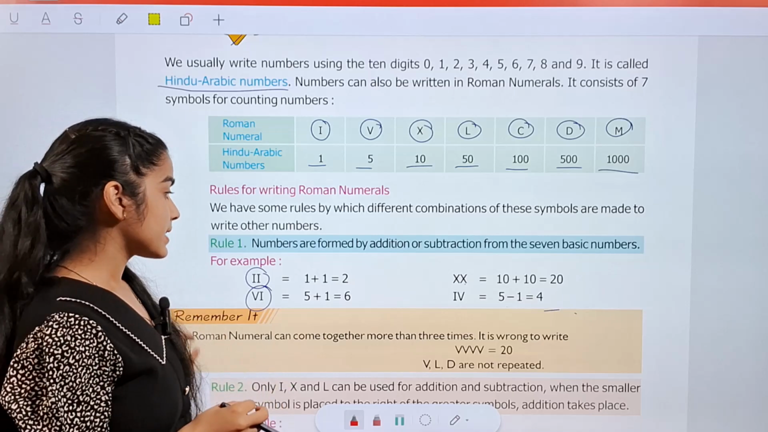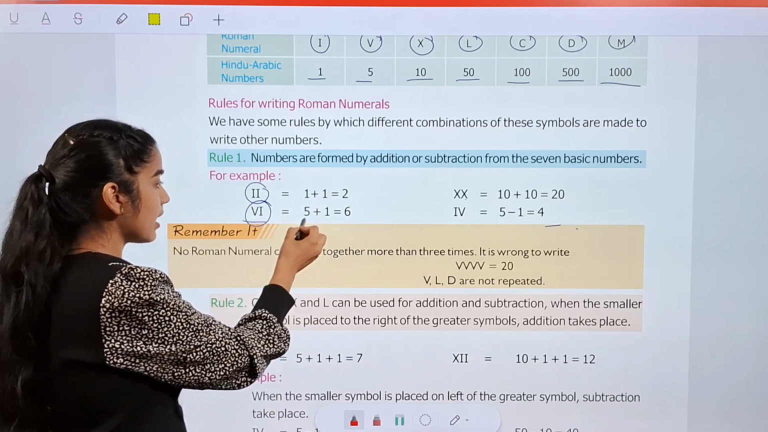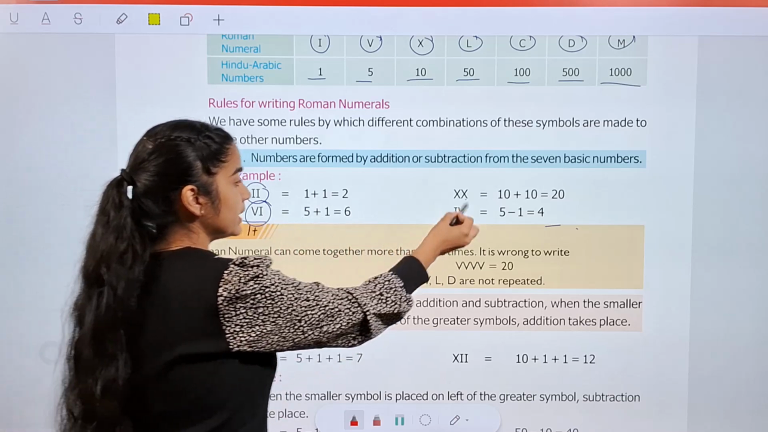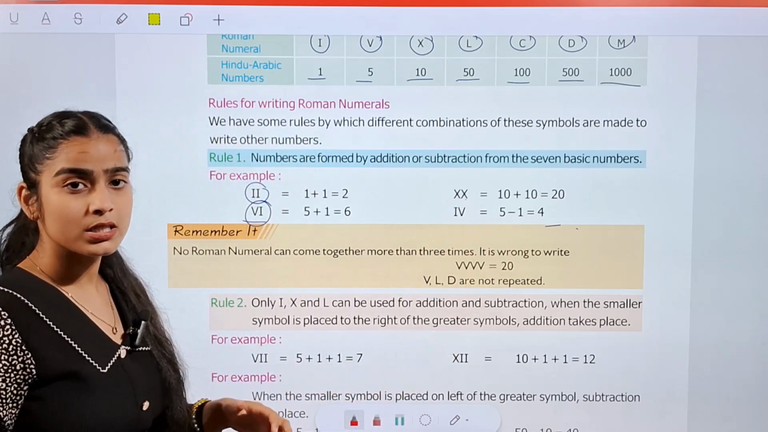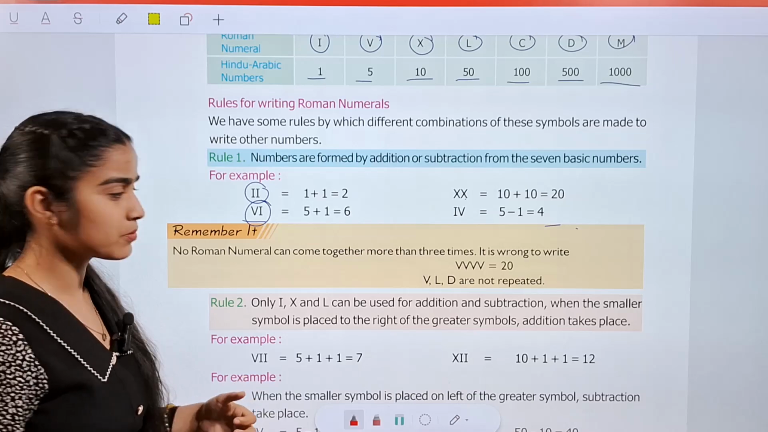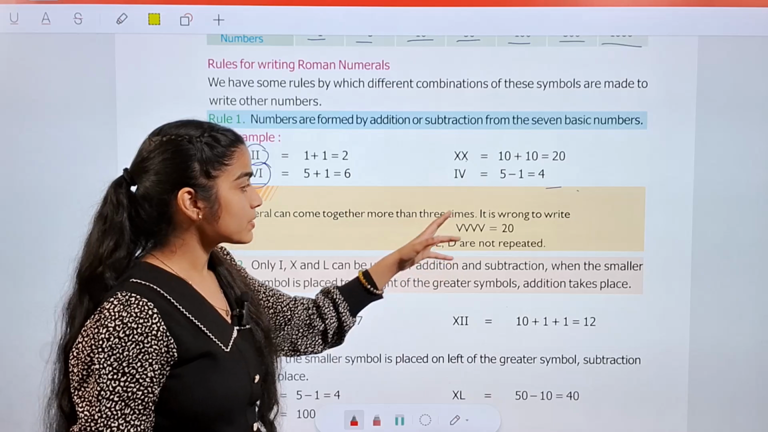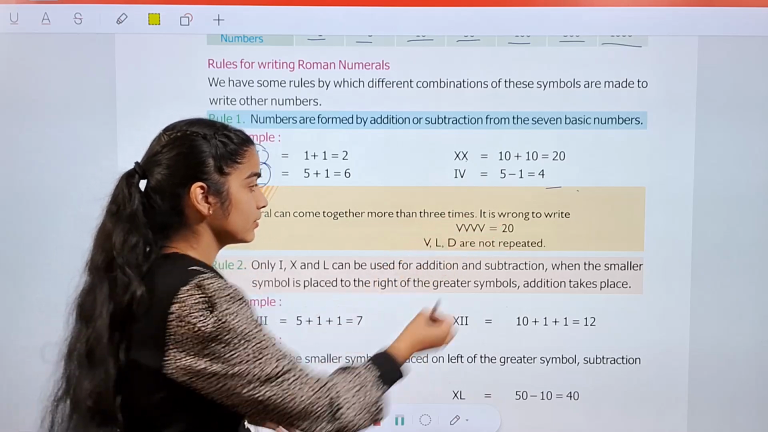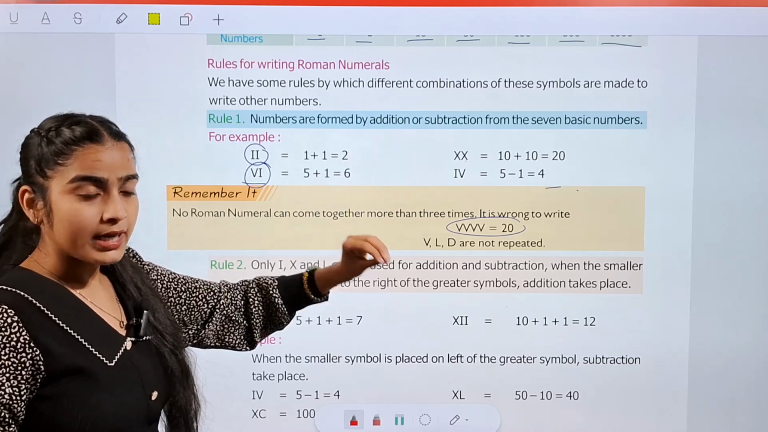Okay, next there is a thing you have to see here. In this manner we are adding 5 plus 1, but here we are subtracting 5 minus 1. So how do we consider when we have to add and when we have to subtract? For this, no numeral can come together more than 3 times. It is wrong to write this. Only your triple X can be written 3 times.